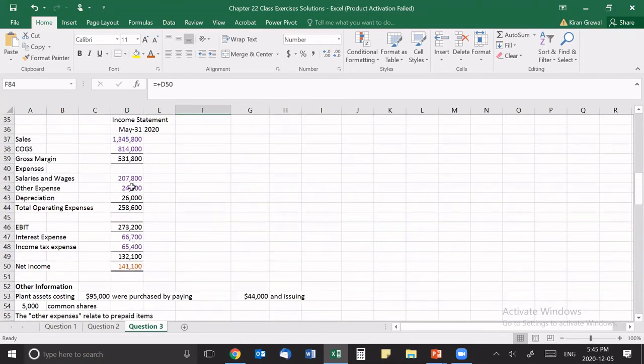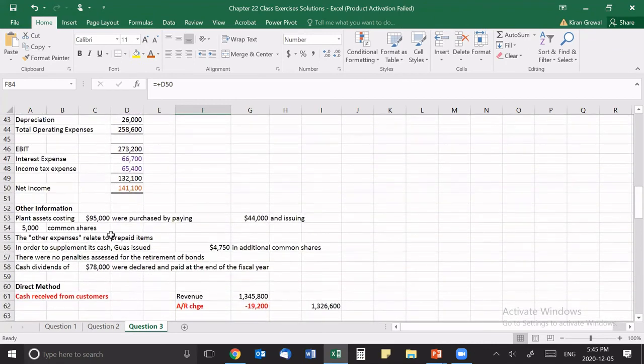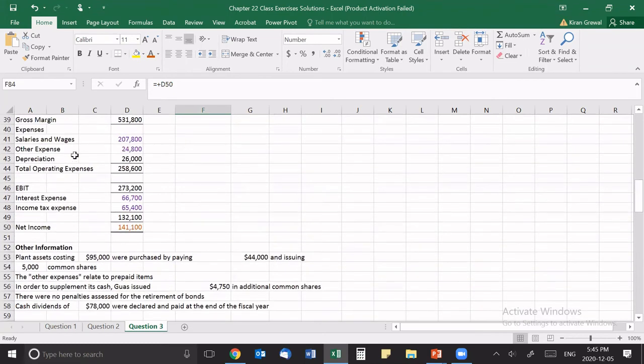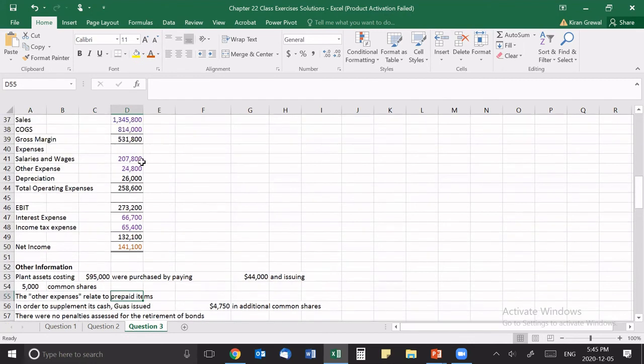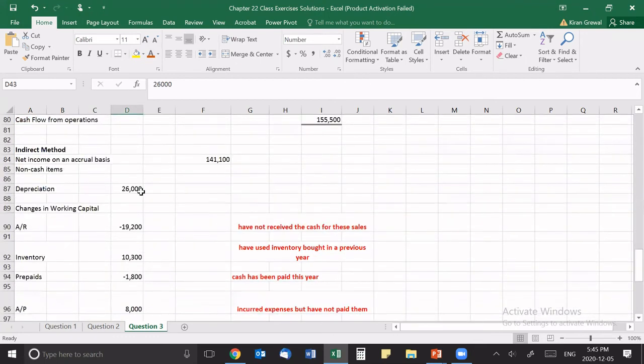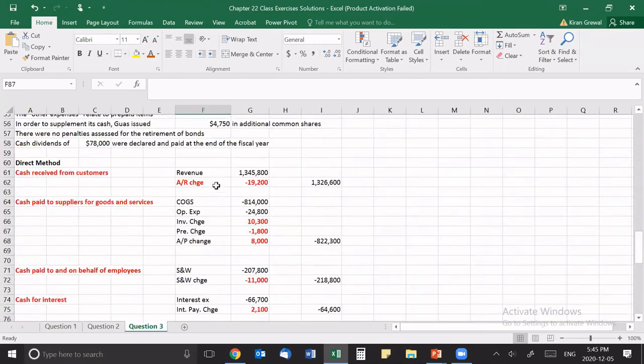So if you're looking at the income statement, trying to figure out if there's any non-cash items, you want to look at the notes as well to see if the notes show that something is a non-cash item that's included, like maybe in other expenses. In this case, other expenses relate to prepaids. That's not a non-cash. The only non-cash thing we have here is depreciation. So we're going to add back this 26,000 of depreciation. And then we're going to look at the changes in our working capital account.